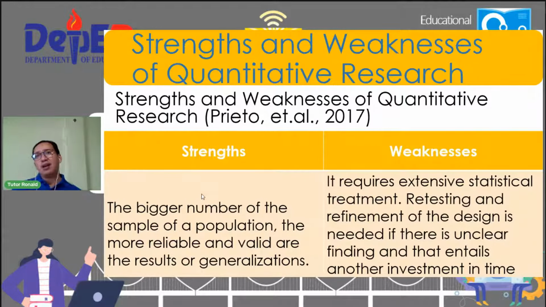Anyway, dahil nga po kailangan natin ng mas malaking or mas reliable na results or generalizations, no? Dapat meron din po tayong mas malaking number of the sample of a population. And I do hope that you know what's the difference of sample sa population. No? So, population yung kabuuan. And kukuha ka lang ng sample sa kabuuan ng population.